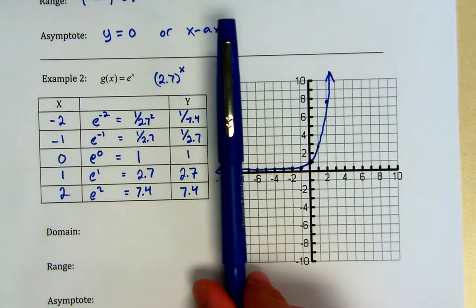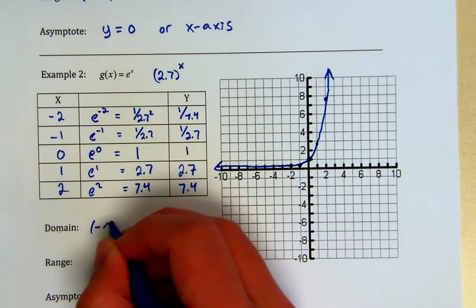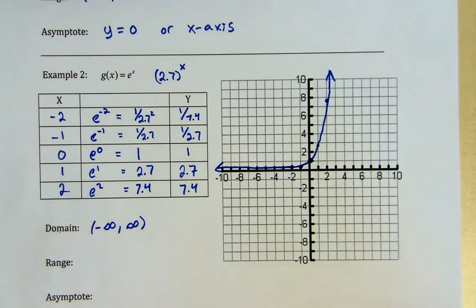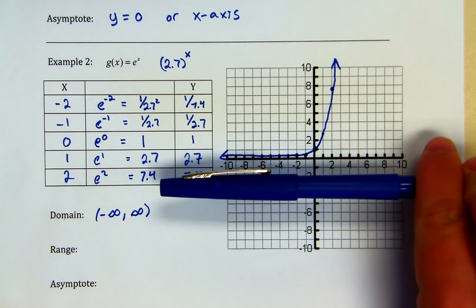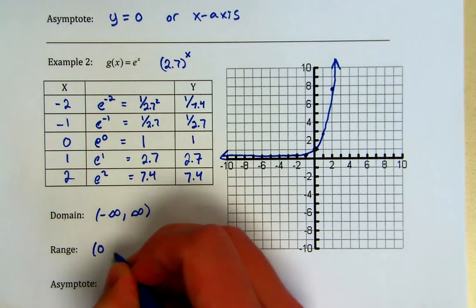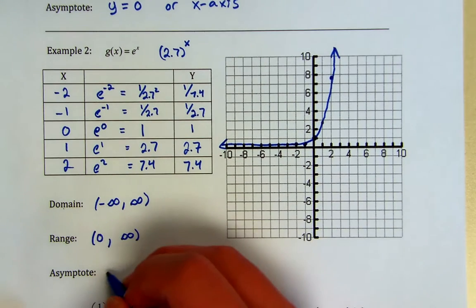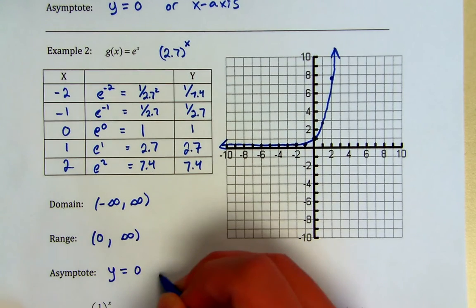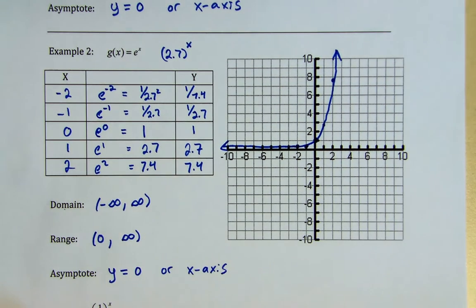So our domain for this graph, again, we hit everything. Our range for this graph, we don't have any negative values, but as soon as we cross 0, we have everything. So 0, not included, to positive infinity. Again, the asymptote, y equals 0, or the x-axis, whichever one you would like to call it.